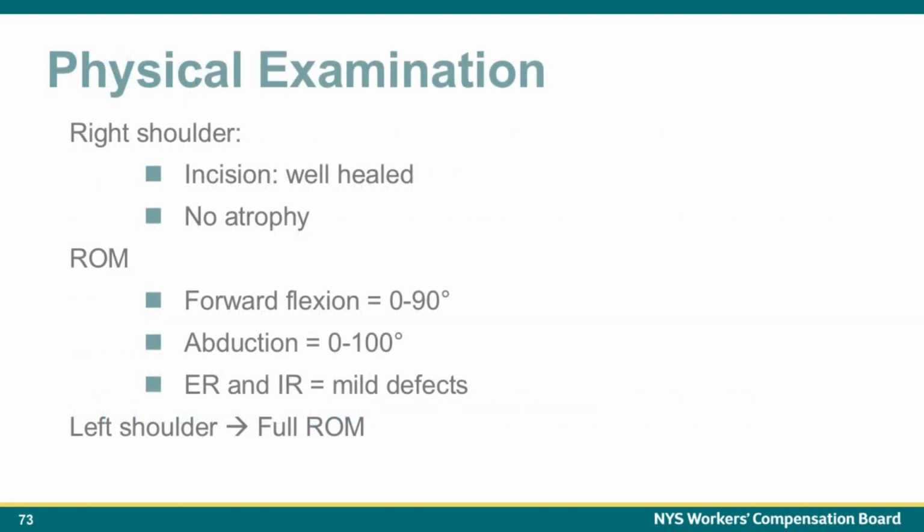Physical examination of the right shoulder reveals the incision site is well healed. There's no atrophy. Range of motion, forward flexion is 0 to 90, and abduction is 0 to 100. There are mild defects in external and internal rotation. The left shoulder has full range of motion.